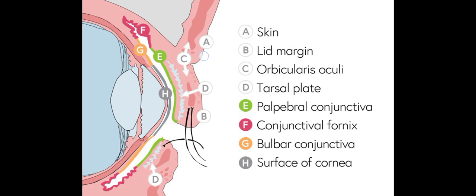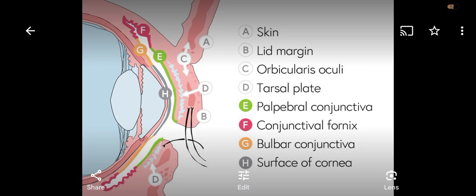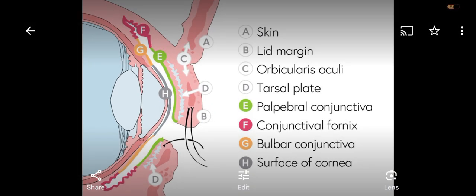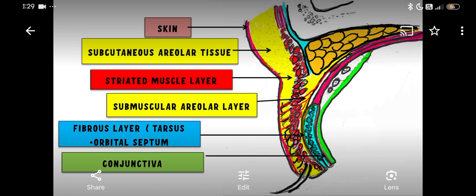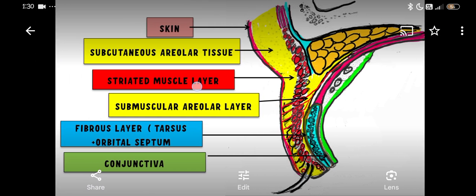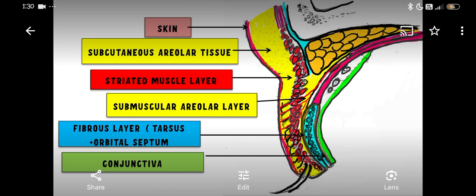See, the first is the skin. This diagram itself is clear, so just watch. Then we have the lid margin. Then we have the orbicularis oculi here, as we have seen in the previous picture. Then we have the tarsal plate. Then we have the conjunctiva, conjunctival fornix, bulbar conjunctiva, and surface of the cornea. These are the parts which compose the eyelid. And in detail you can see here, first is the skin, then subcutaneous areolar tissue, then striated muscle layer, then submuscular areolar layer, then fibrous layer of tarsus and orbital septum, and then conjunctiva.